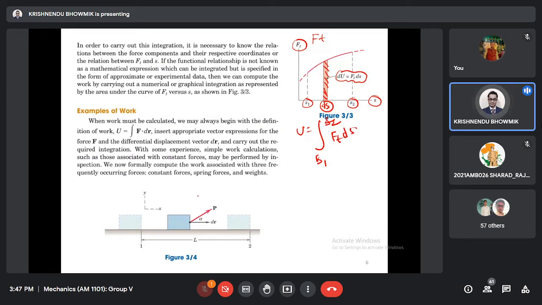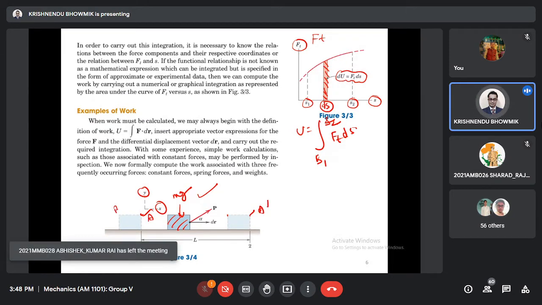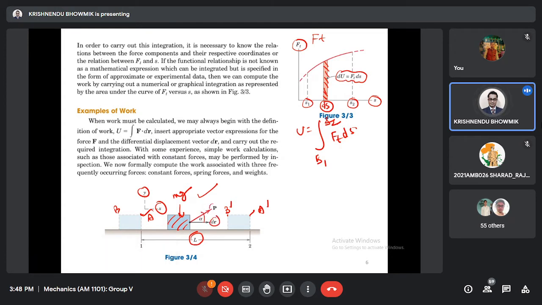Now this is one classic example. This is one body, its weight is, say, mg, and it is moving. This is the x direction, y direction, moving from this point to this point. This is A prime, this is A, this is B to B prime. Distance traveled is L. It is making some angle alpha. This is the dr. This is the P.